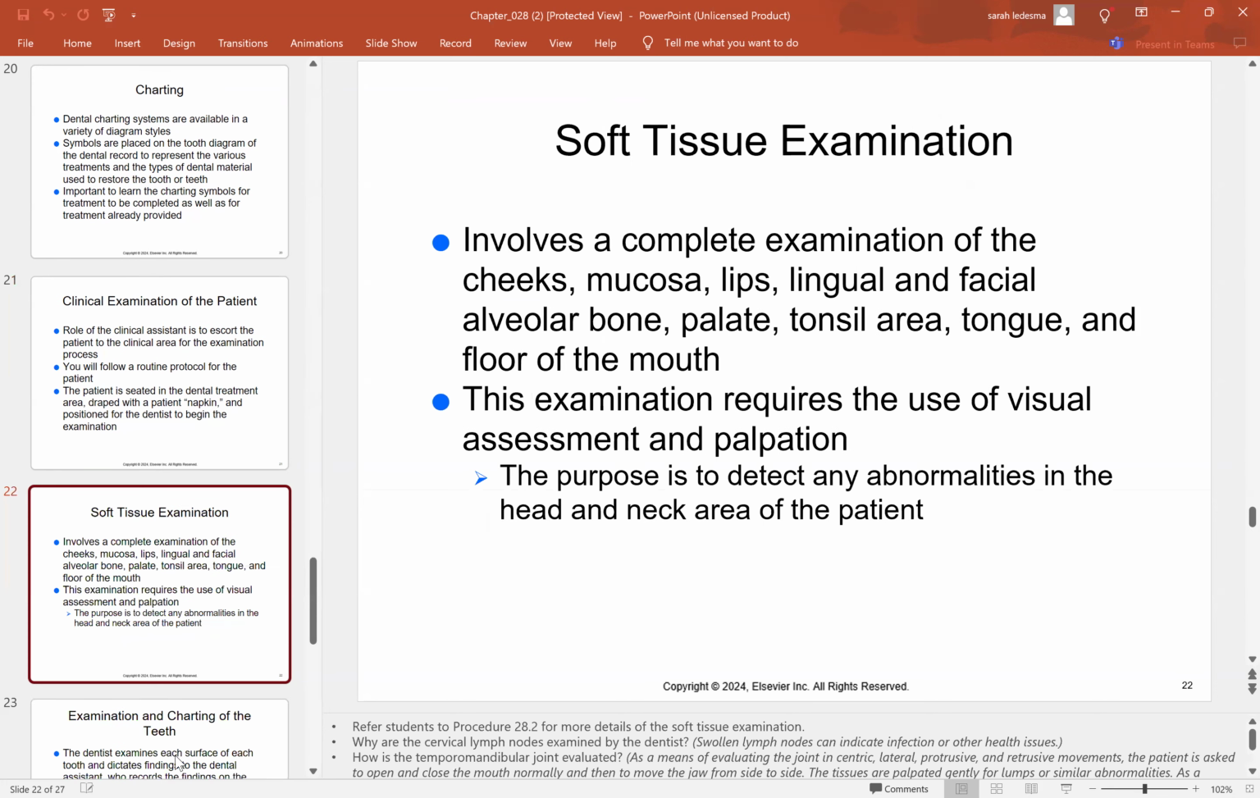Soft tissue examination involves a complete examination of the cheeks, mucosa, lips, lingual and buccal alveolar bone, palate, tonsil area, tongue, and floor of the mouth. This examination requires the use of visual assessment and palpation. The purpose is to detect any abnormalities in the head and neck area of the patient.